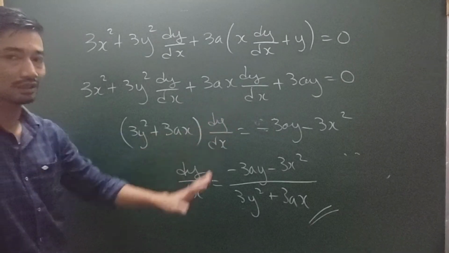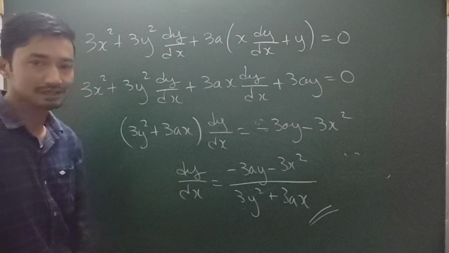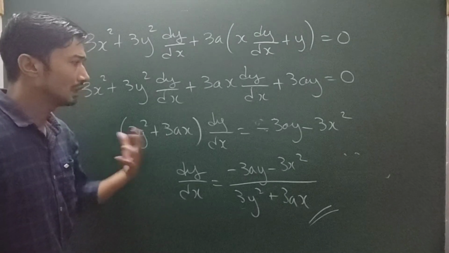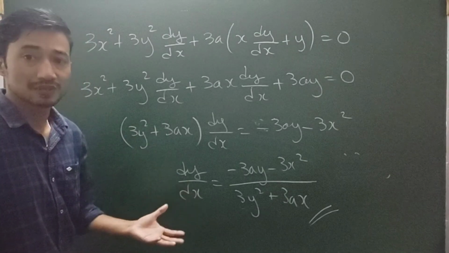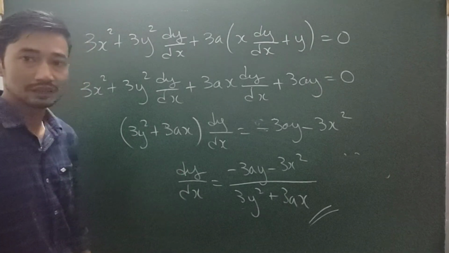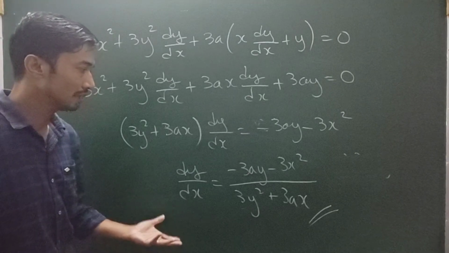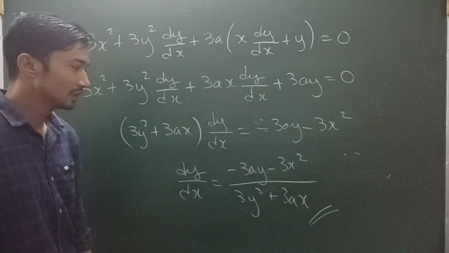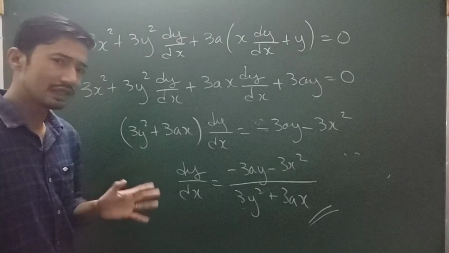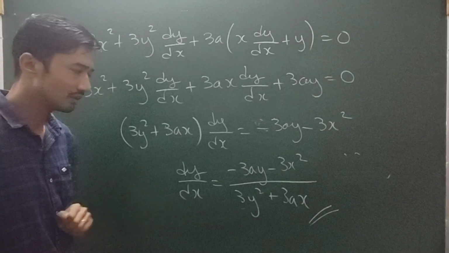But that's not our main concern here. Our main concern is how to differentiate implicit functions. Is it any difficult? No, it's same only. We are just using the same concept of chain rule only. So there's nothing much involved there.